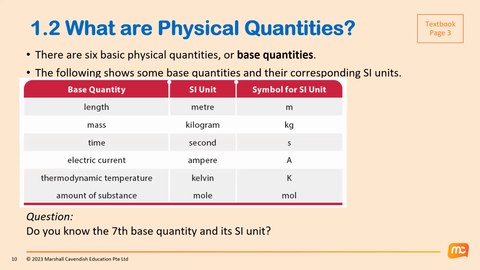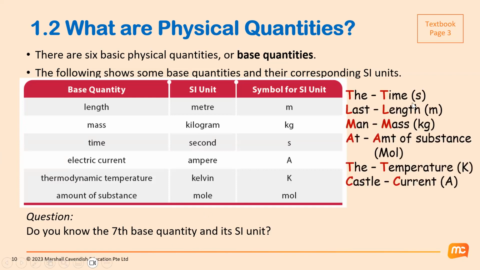So how do I remember this table? I rearrange it, and I remember it by using the following: The last man at the castle. So I will have time or temperature, and I need to know the SI unit is seconds. Last is for length in meters. Man is for mass in kg. At is for amount of substance, mole. The is again for either time or temperature.